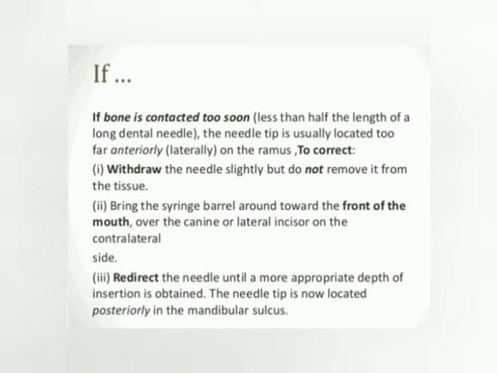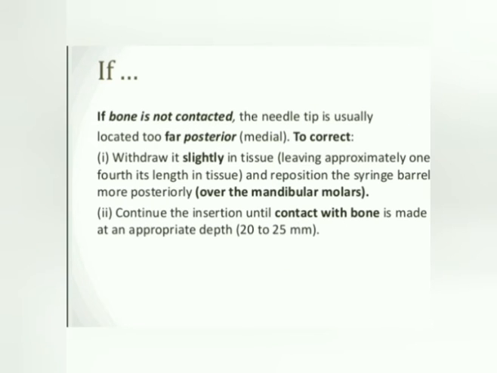If the bone is contacted too soon, less than half the length of needle, the needle tip is usually located too far anteriorly. In order to correct it, bring the syringe barrel around the front of the mouth, redirect the needle until a more appropriate depth of insertion is obtained.